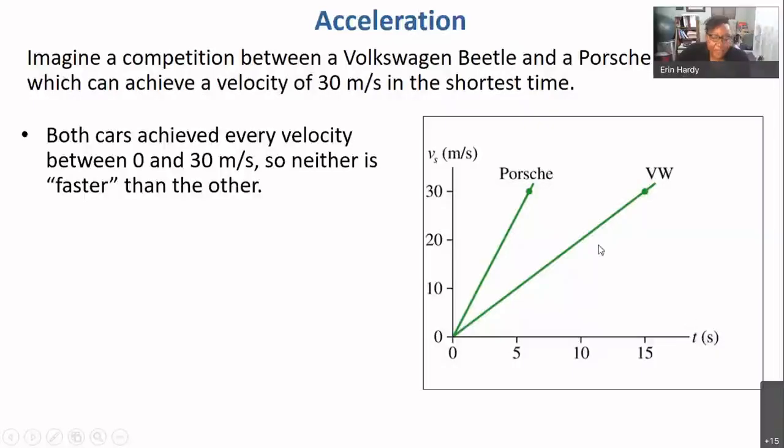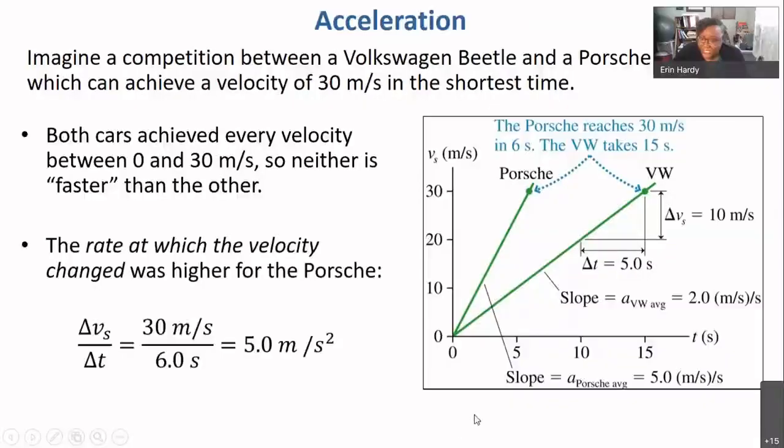longer amount of time. So these two velocity data sets both have the same v initial and the same v final, but they do not have the same slope because they don't have the same delta t. So it's not really right to say that one is faster than the other, but we can identify what is larger for the Porsche compared to the Beetle.